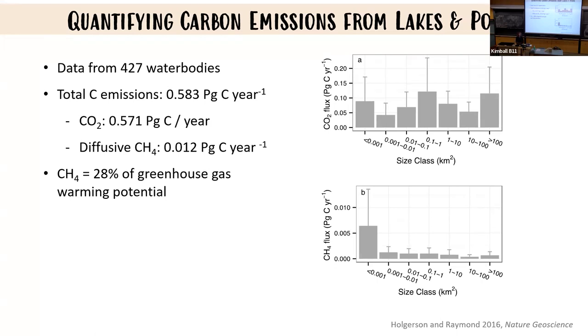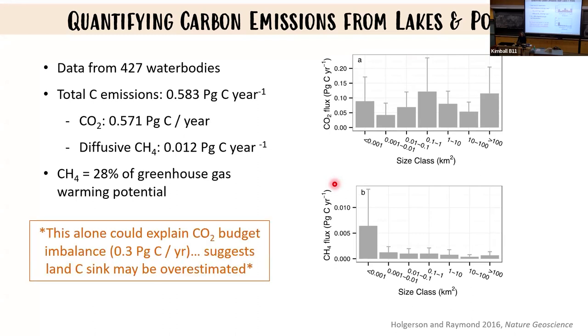And so you can see here we have the size classes of the lakes, and the carbon dioxide fluxes across these different size classes. One thing I want to highlight here is the methane flux is much greater in our small water bodies. So the things that you might think of as a pond are emitting most of the methane from our inland waters. Now, this alone could explain that budgetary imbalance. If you remember, that budget imbalance was 0.3 petagrams of carbon per year. And this would more than explain that. So it's suggesting that our land carbon sink may be overestimated.